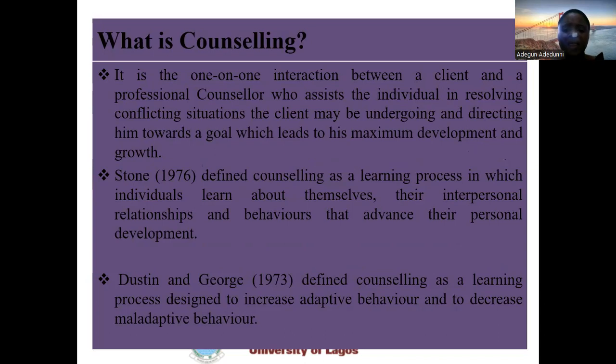Understand that in counseling, it is one-on-one interaction, unlike guidance, where we are talking to students as a whole. And also understand that in counseling, we have the word professional, a professional counselor. Also, Stone 1976 defined counseling as a learning process in which individuals learn about themselves, their interpersonal relationships and behavior that influences their personal development. Dustin and George 1973 define counseling as a learning process designed to increase adaptive behavior and to decrease maladaptive behavior. If you look at the definition of Dustin and George, we find that there is behavior modification in counseling.